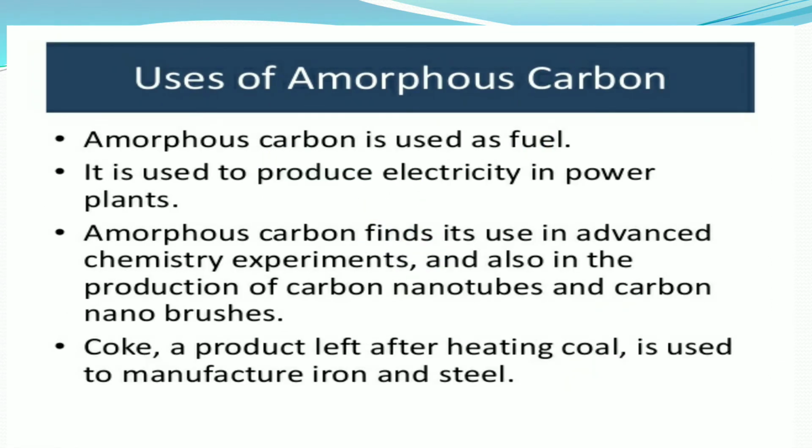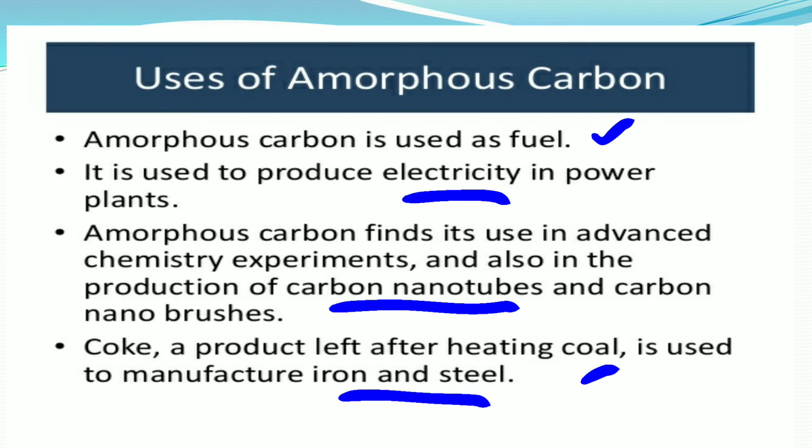What are the uses of this amorphous carbon? It is used as a fuel. It is also used to produce electricity in a power plant. Amorphous carbon finds its use in advanced chemistry experiments, and also in the production of carbon nanotubes and carbon nanobrushes. Coke, the product left after heating coal, is used to manufacture iron and steel. These are the uses of amorphous carbon.